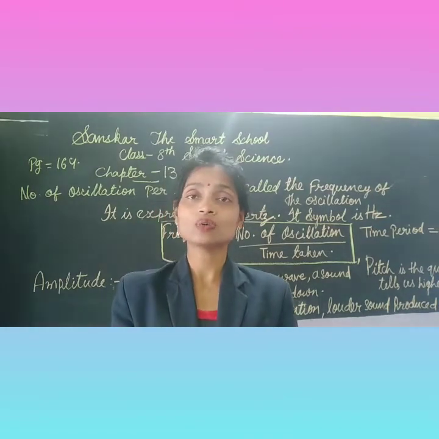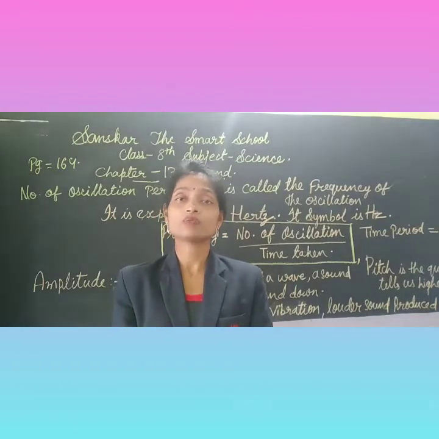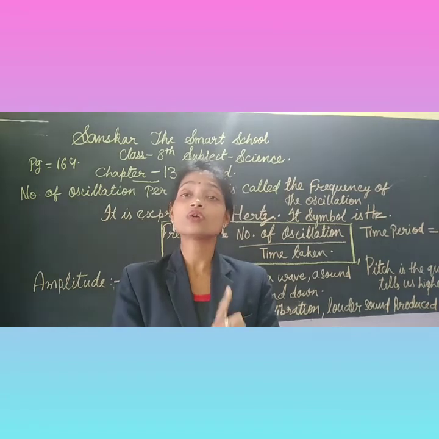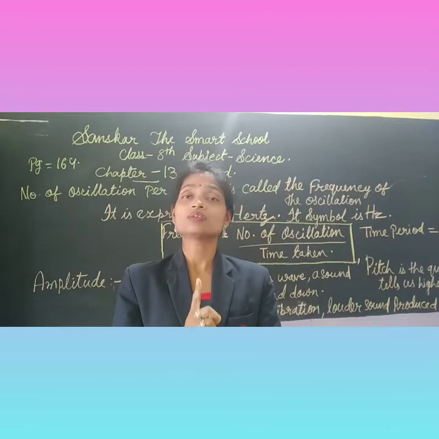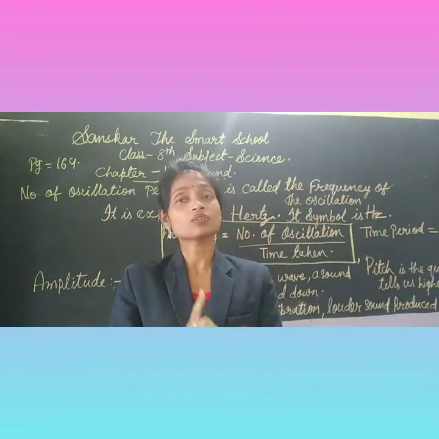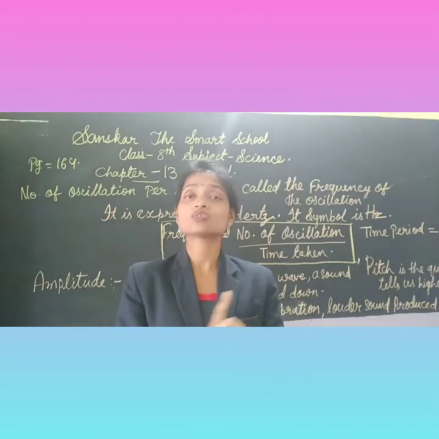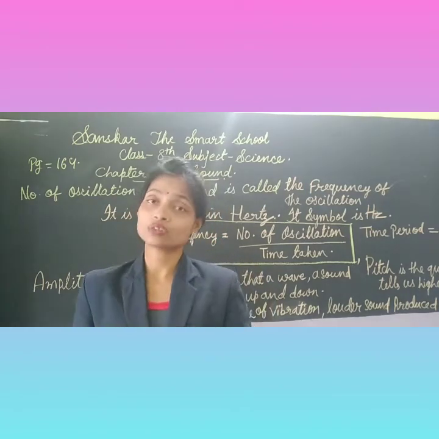Oscillation. What is oscillation? An object which shows the to-and-fro motion. To and fro means from the original position it will move forward, and from the front it will move again to the original position and then go to the back. This type of motion is known as to-and-fro motion, and that is known as oscillation.